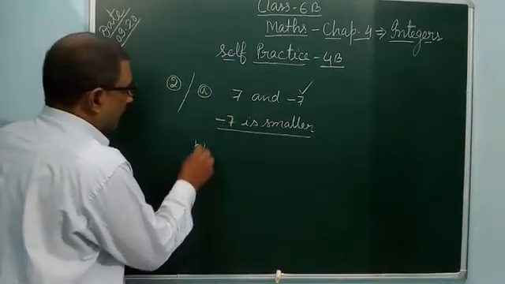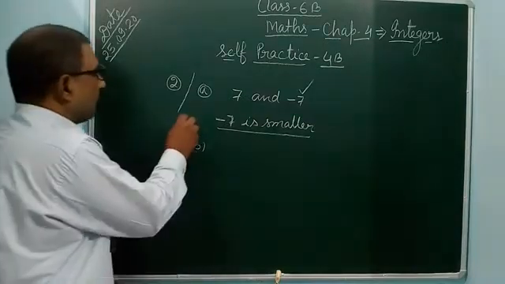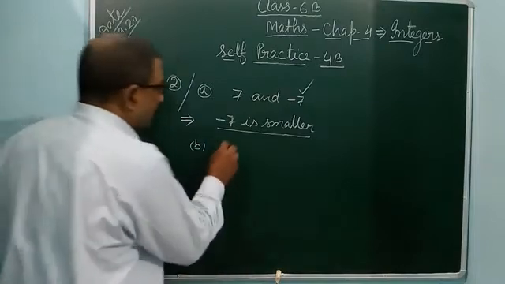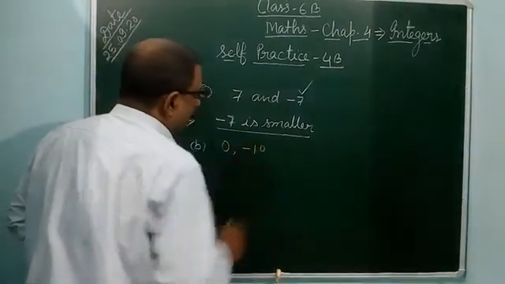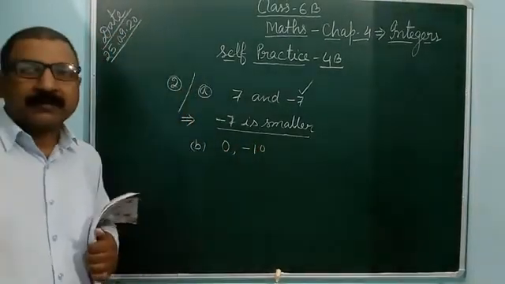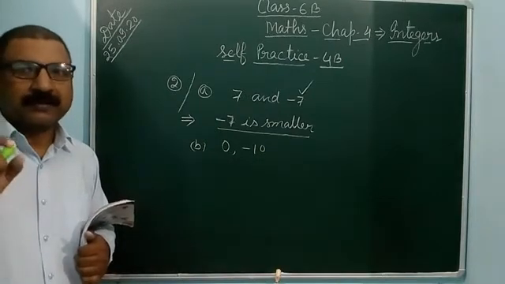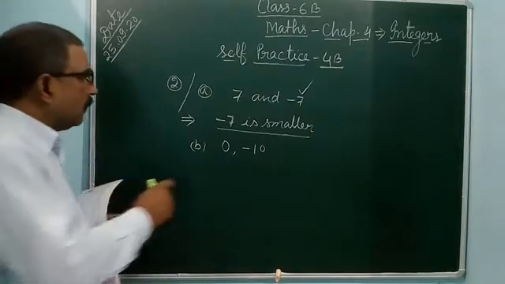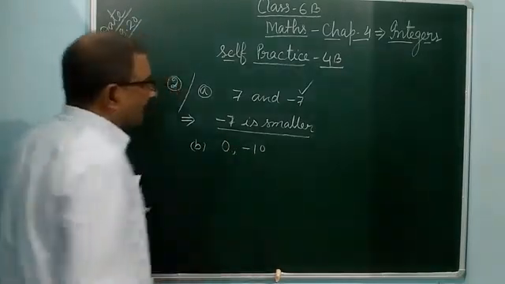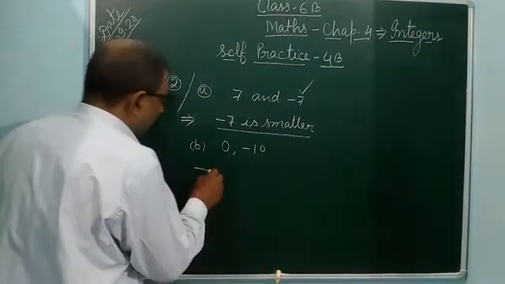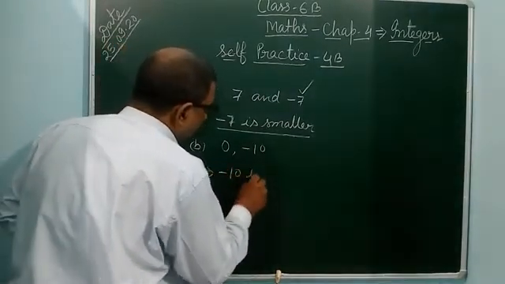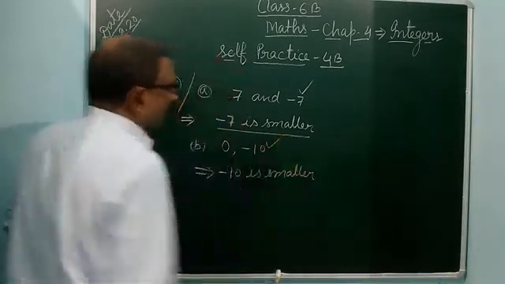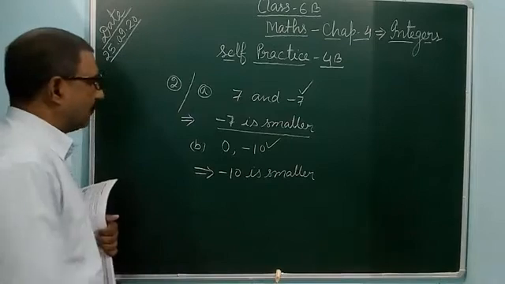Question B: you see 0 and minus 10. I have told you already, 0 is greater than all negative integers, 0 is greater than each and every negative integer. It means 0 is greater and minus 10 is smaller. In this way, you can write the answer: minus 10 is smaller.